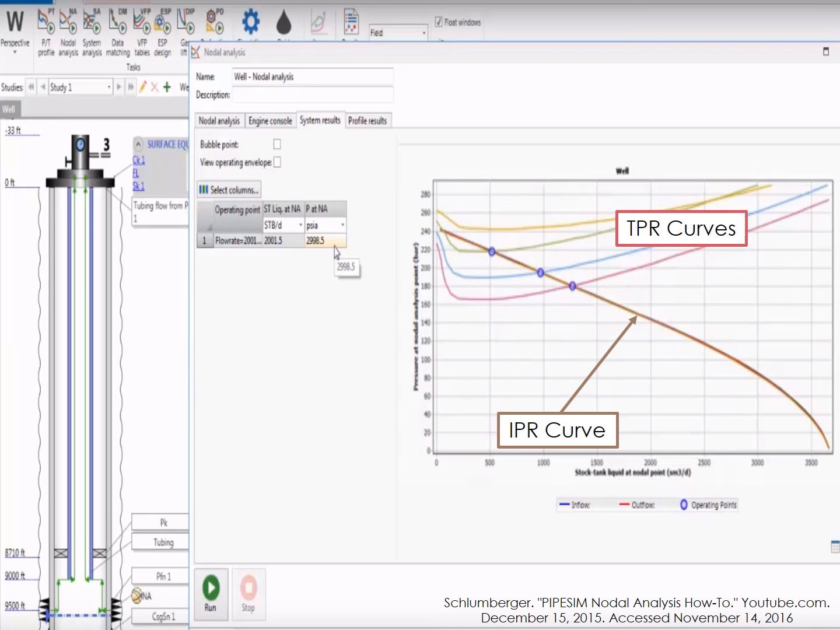As seen here, PipeSim nodal analysis has the capability to generate multiple TPR curves per IPR relationship. This will be useful for analyzing hypothetical cases to determine optimal well configuration. Some of these hypothetical cases include, but are not limited to, differing casing and tubing sizes and different wellhead pressures.